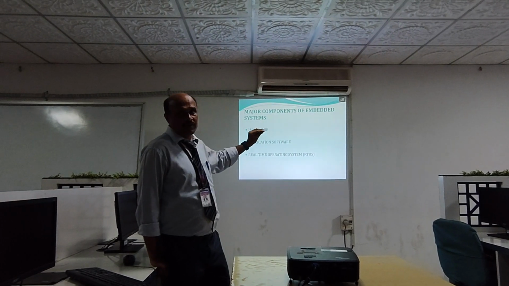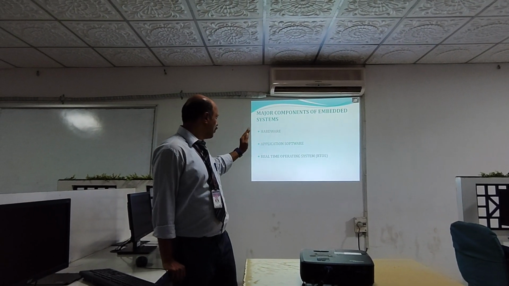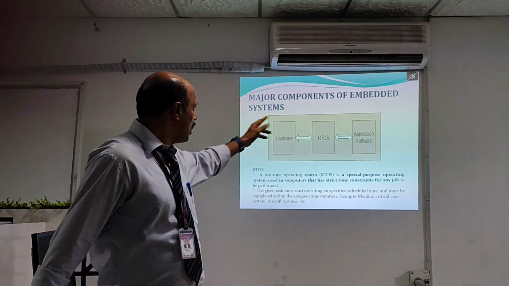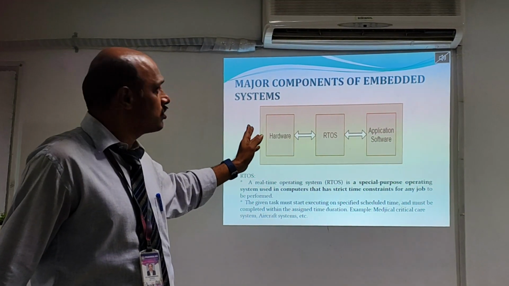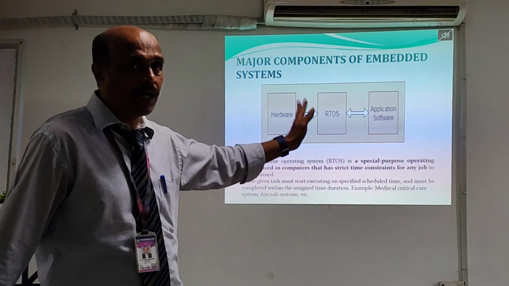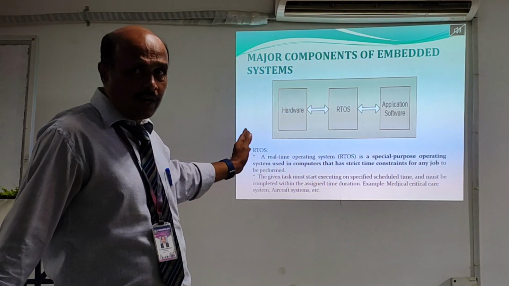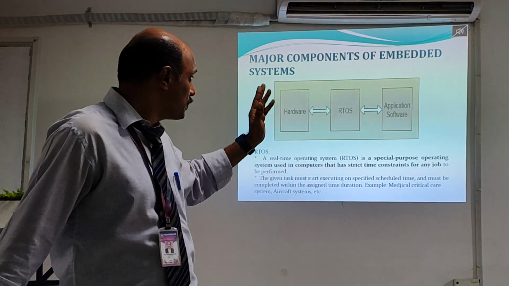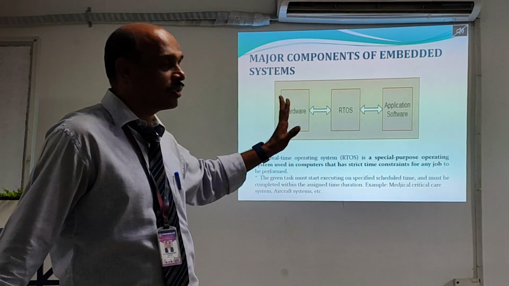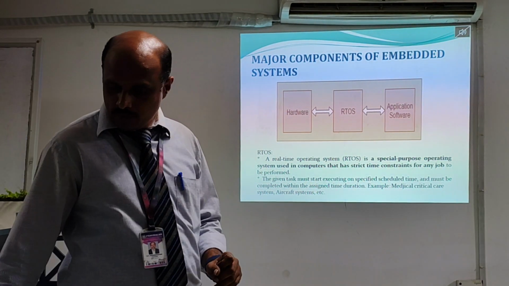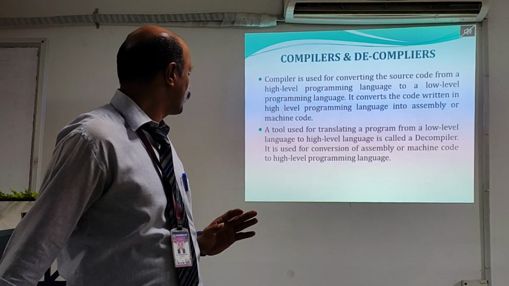The major components of embedded systems are your hardware, your application software, and the RTOS. This block diagram shows the major components of your embedded systems: hardware, RTOS, connected to the application software. Okay. So what is RTOS? RTOS is nothing but a real-time operating system. It is a special purpose operating system used in computers that have strict time constraints for any job to be performed. It is called RTOS.